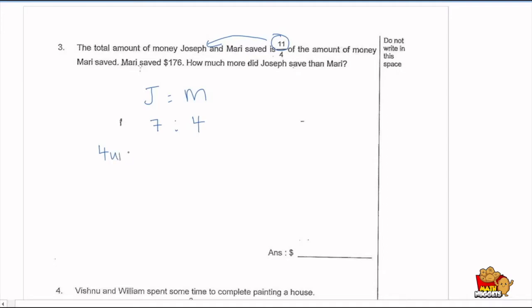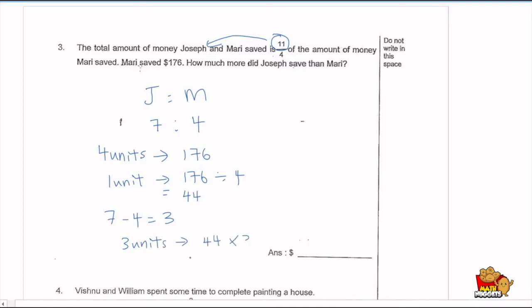So we know that Mary is 176. That is 4 units. So 1 unit would be 176 divided by 4, which gives us 44. And how much more did Joseph save than Mary? Joseph is 7, Mary is 4. The difference is 3 units. So 3 units will be 44 times 3, 132, $132.